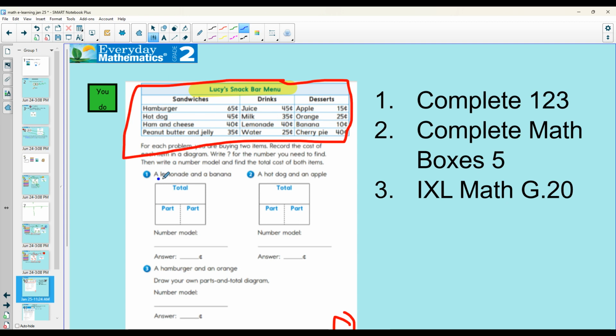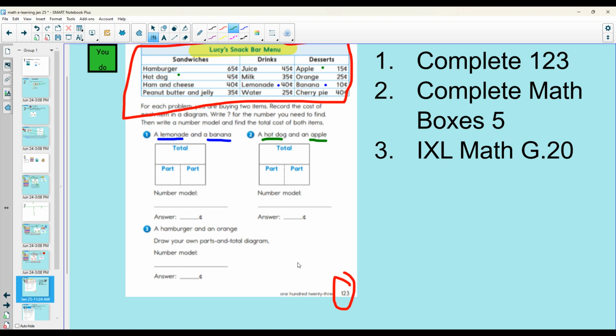You need to tell me how much is lemonade and a banana. Lemonade, banana. Part, total, number model, answer. Then you need to tell me how much a hot dog and an apple is. Apple, hot dog. Part, total, number model, answer. Hardest part, hardest thing you might do all day.